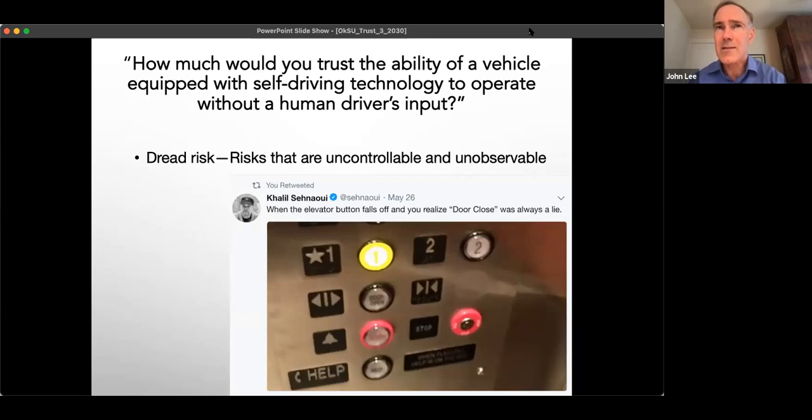And dread risk is also accompanied by a loss of control. So dread risk is the risk that occurs when things are uncontrolled or unobserved. And people like having some degree of human input with a self-driving vehicle, it's likely to be trusted much more and less likely to induce dread risk. And we see this with elevators. So this is a picture of an elevator door, the closed door button that all of us use all the time. Here, it was just glued on to give us the illusion of control.